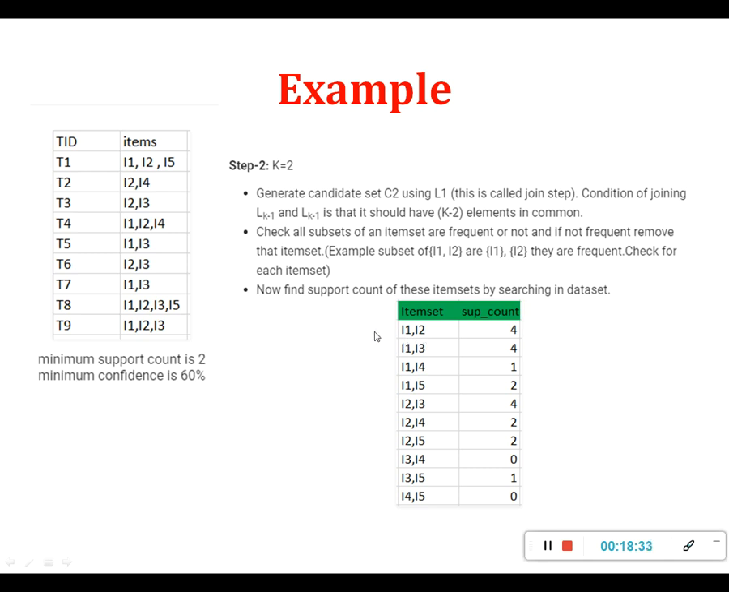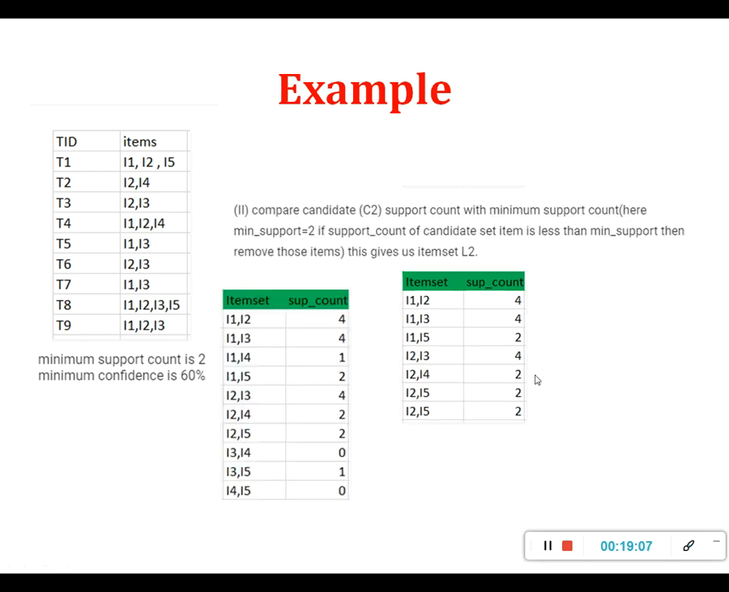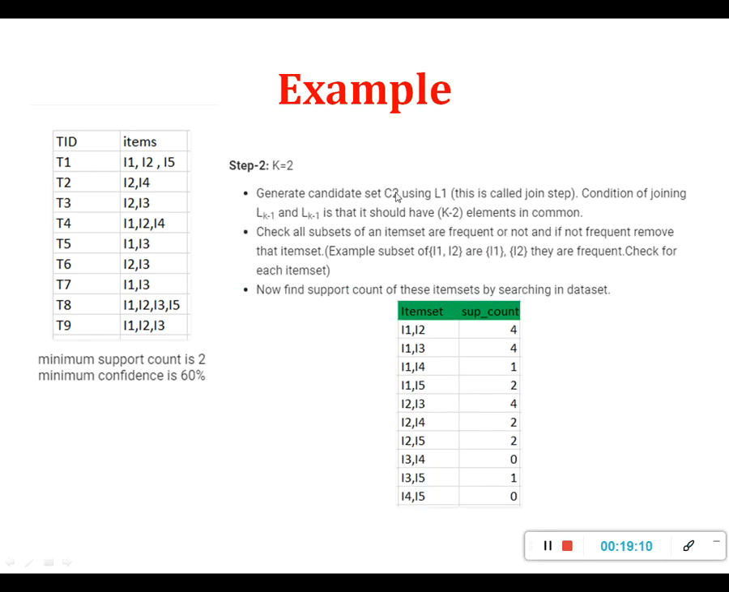So I1 and I2, if I am checking here how many times it is occurring: 1, 2, 3 and 4, 4 times it is coming. I1 and I3: 1, 2, 3 and 4 times. I1 and I4: 1, only single time. So in this way you have to calculate the frequency count for each item set here. So this is step number 2, where we have found the C2, that is candidate list 2.